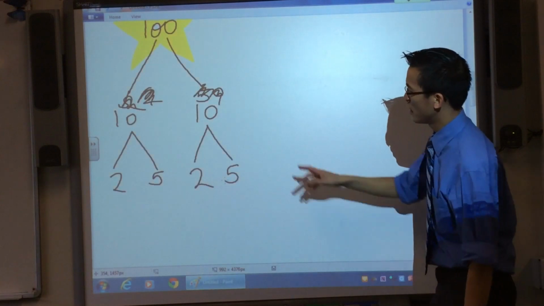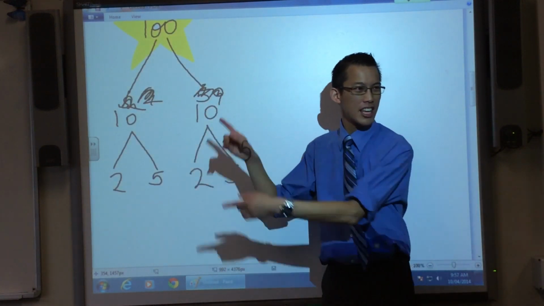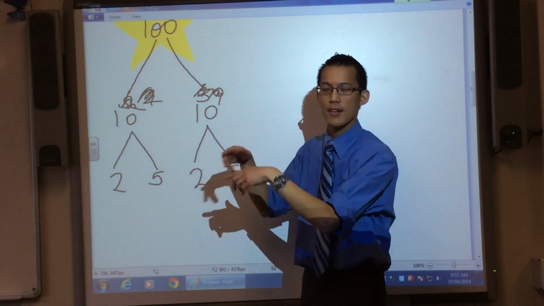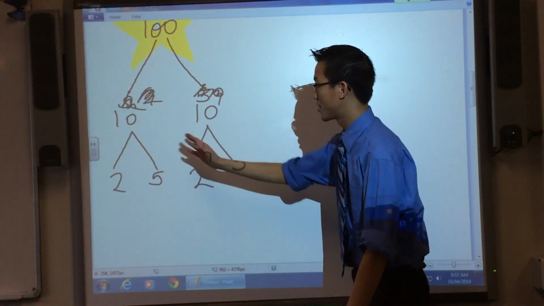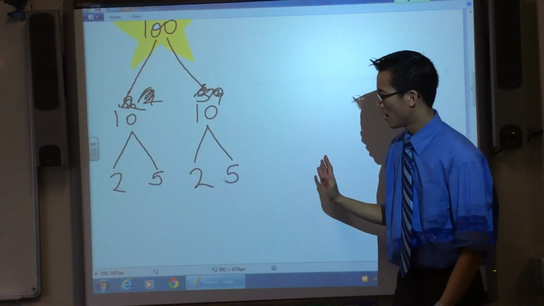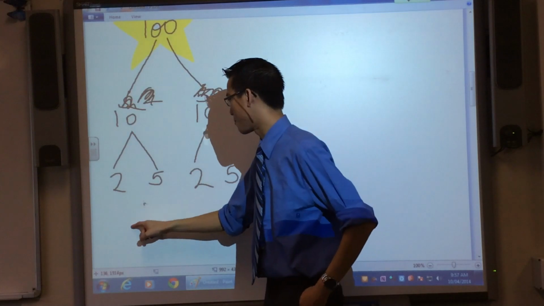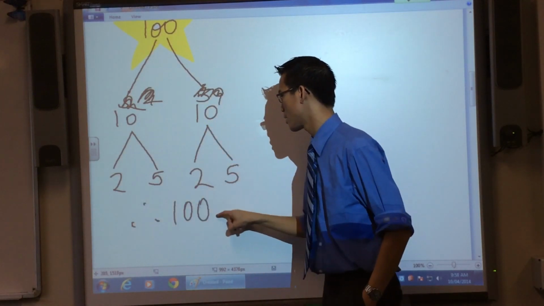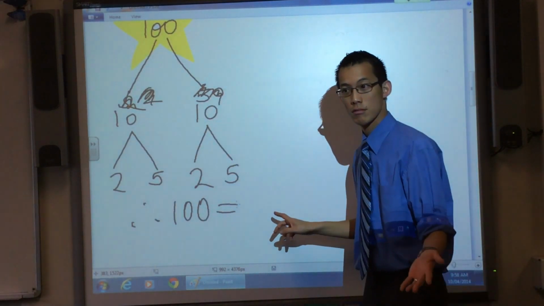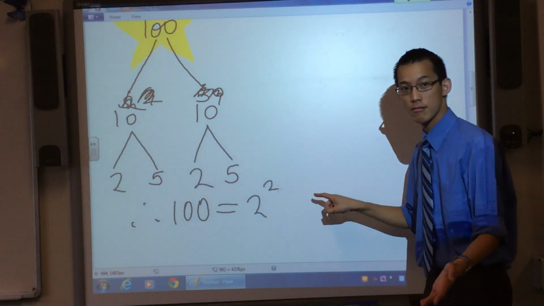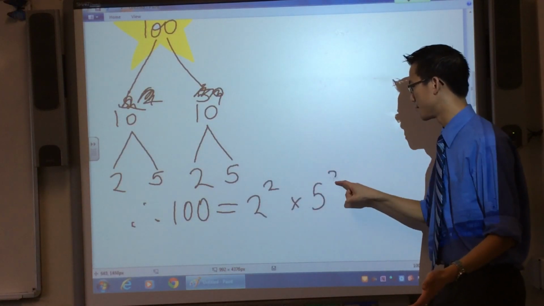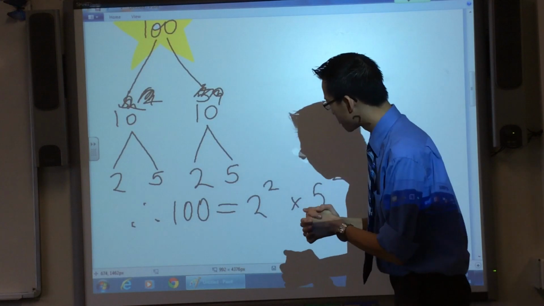Whereas for 2 and 50, I'd have to think about 50, and then I've got to think about 25, or 5 and 10, or whatever. Whereas here, I'm done. I'm finished. So therefore, what should I write? I can say 100 is equal to 2 squared times 5 squared. Good. There you go.